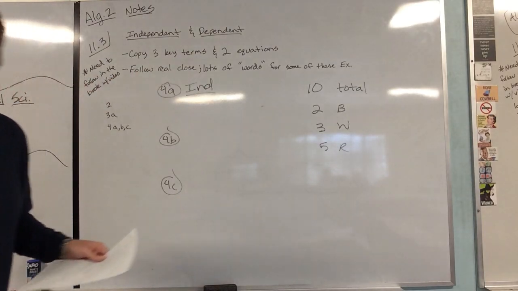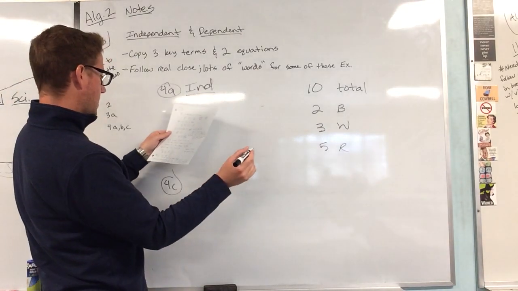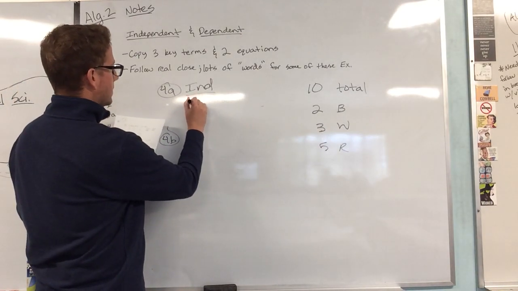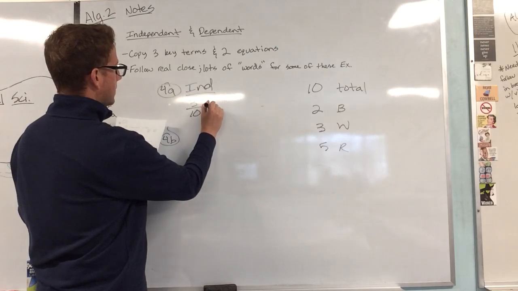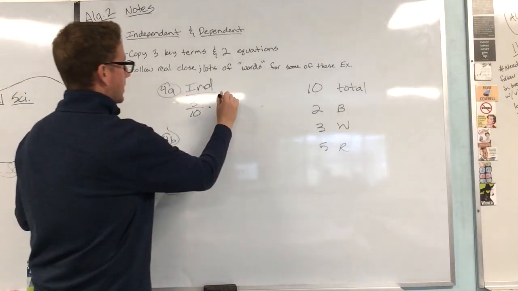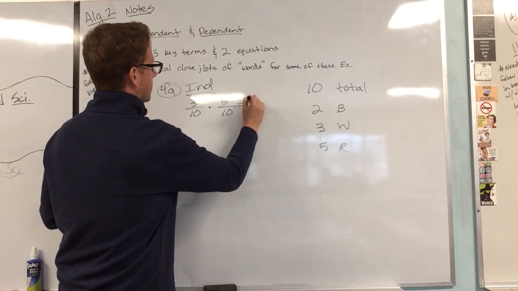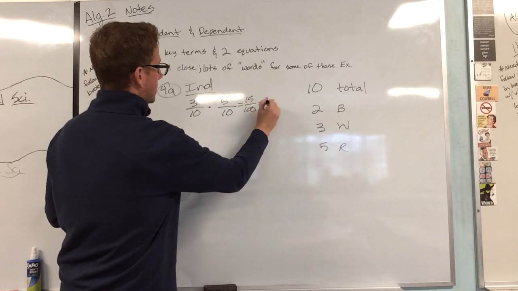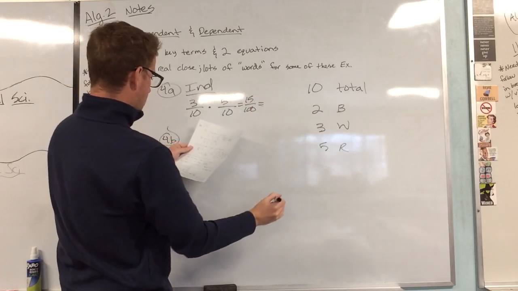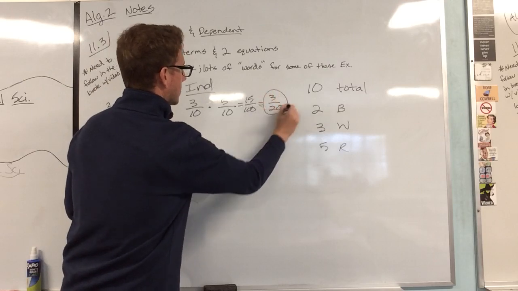All right, and the question is asking, select a white, put it back, select a red. So we have select a white is 3 out of 10. We put it back, meaning we still have 10. Select a red, that's a 5. Multiply all this together, 15 over 100. Reduce that down to 3 over 20.